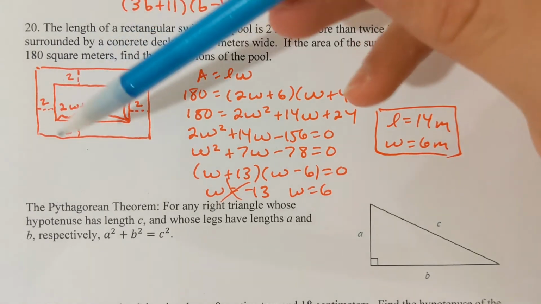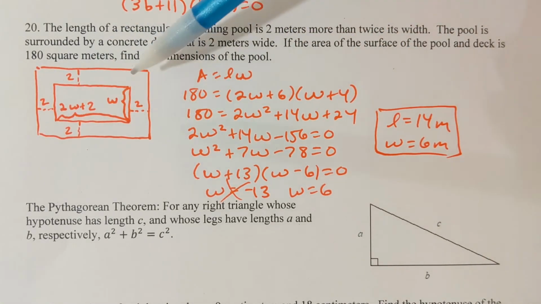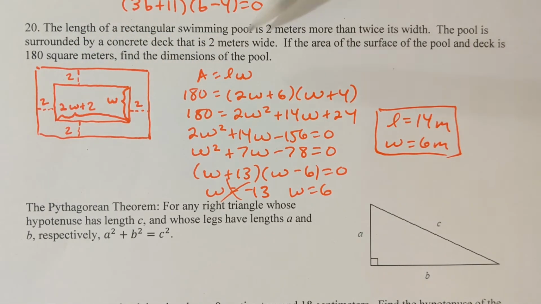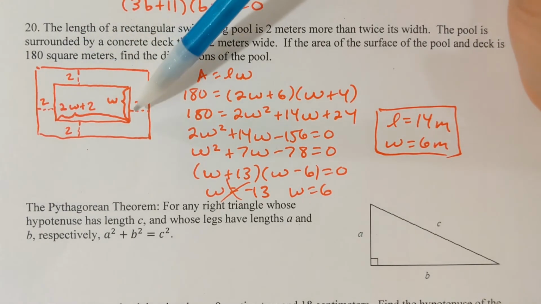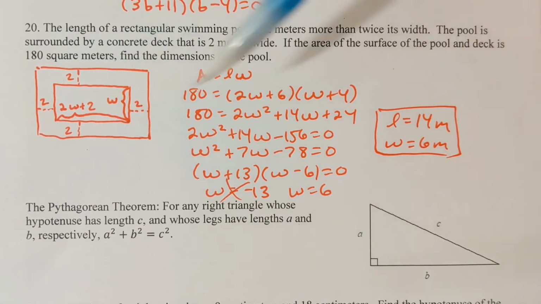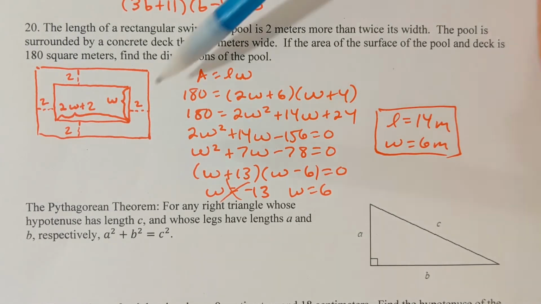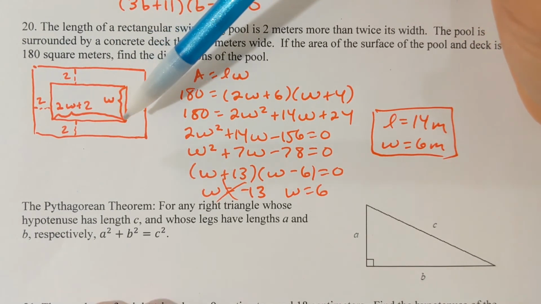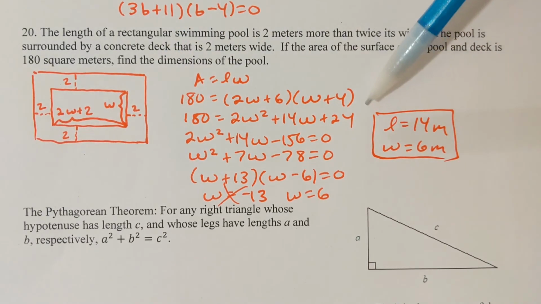All right, so I've drawn a picture. We have this rectangular pool, and then there's a deck wrapping around the pool that is 2 meters wide. Okay, so the distance from the edge of the pool to the edge of the deck would be 2 meters then on all four sides. Now the pool, it says the length of the pool is 2 meters more than twice the width. So here's the width, here's the length. Now I'm supposed to find the length and the width of the pool in the problem.